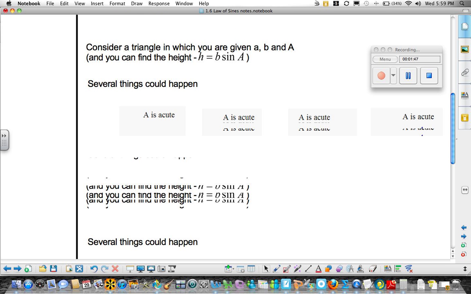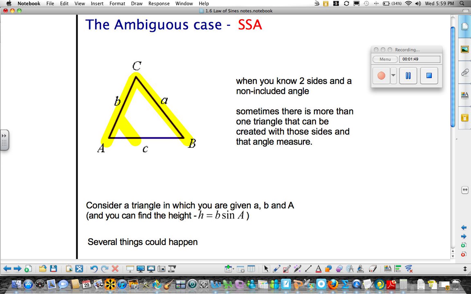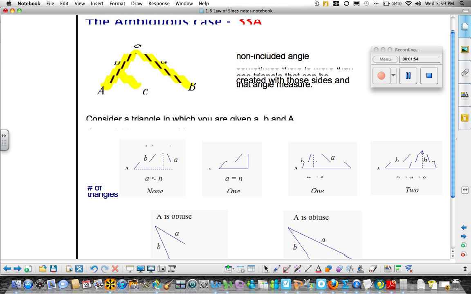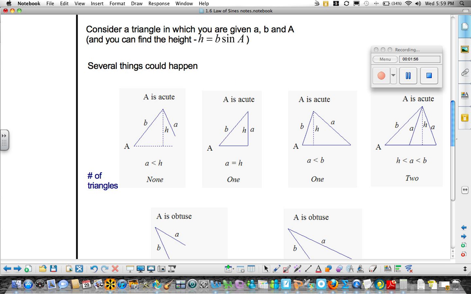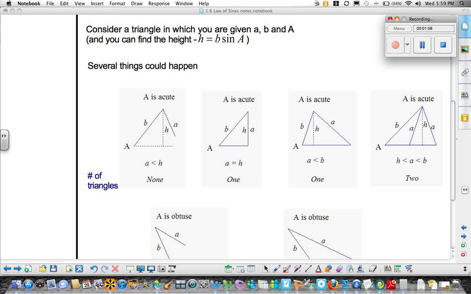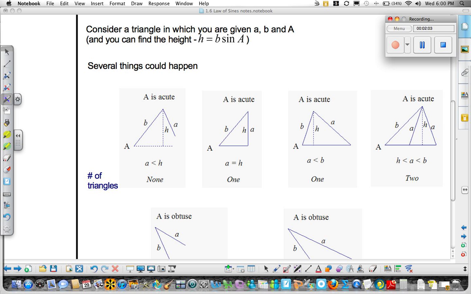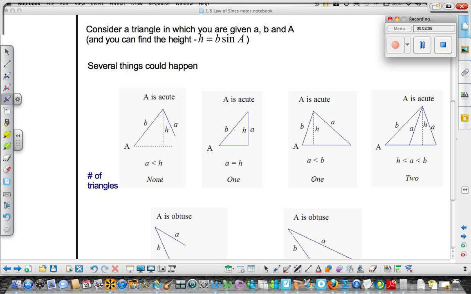Okay? Now there's two initial things that could happen. Either the angle that you've been given is going to be acute or it's going to be obtuse. It's not going to be a 90-degree angle. We're only talking about acute or obtuse angles. So all of these examples up here reference what happens when A is acute. And then down here, we're going to look at what happens when A is obtuse.